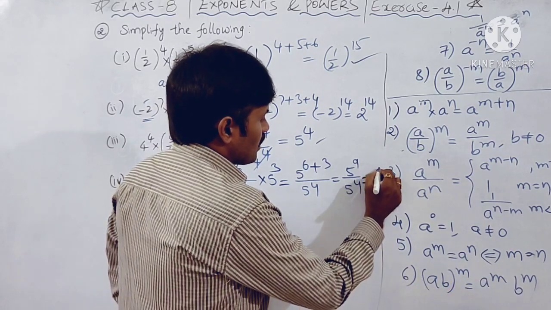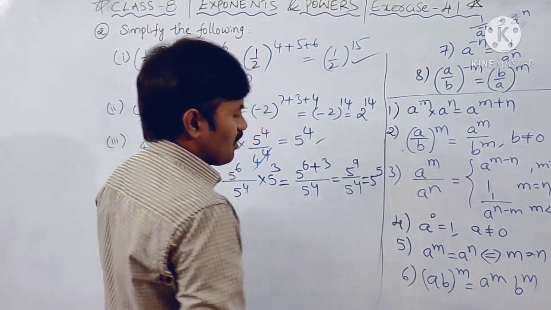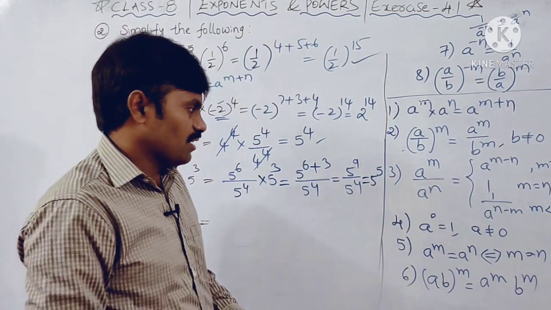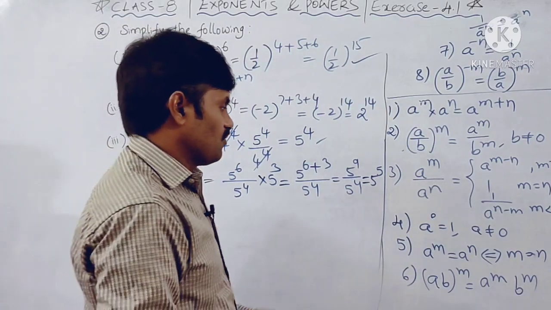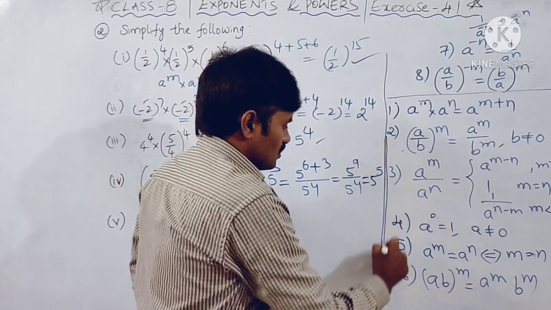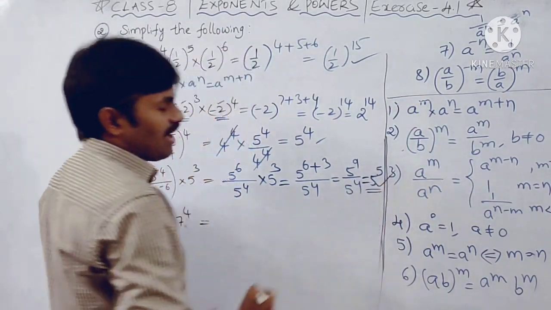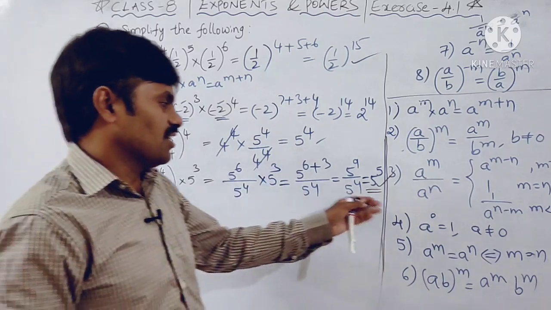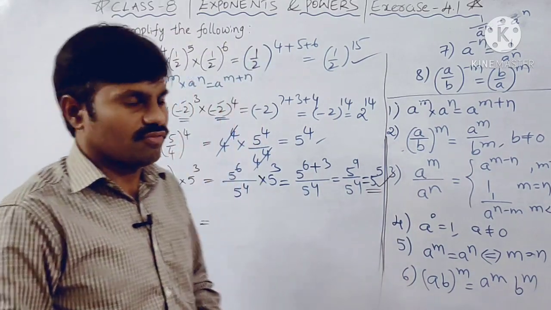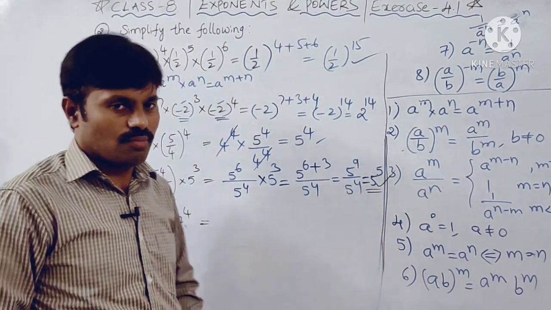So 5 to the power of 9 minus 4, value how much? Yeah, 5. Okay, clear? So this is my final answer. That is 5 to the power of 5. Okay. So if you want, you can multiply itself 5 times. No issue. Of course, if you keep it like that also, no problem, no issue.